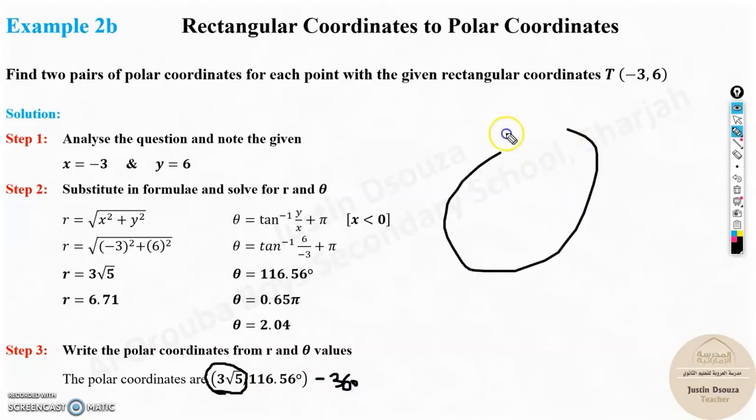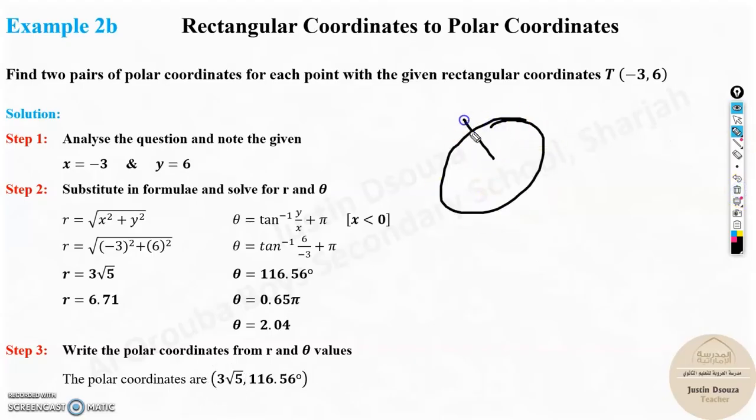So 116 is somewhere over here. Now this is 116 degrees. If you go in the other side, it'll be minus 200 and something. So this is one way. The other way would be, instead of going to this, go to this angle over here and use minus radius, minus r. So you will come to the same point. This is called multiple representation.